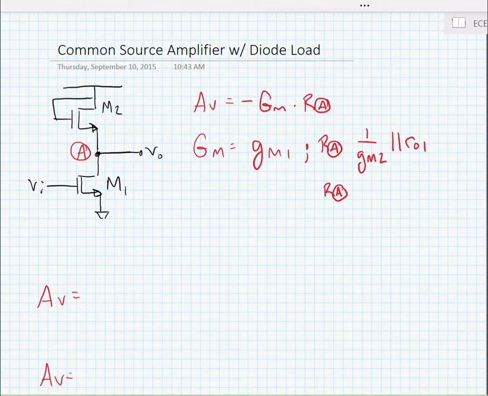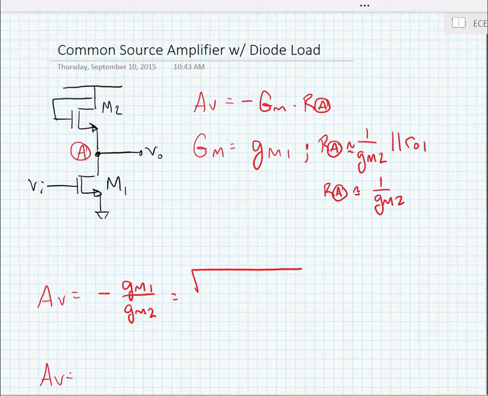Now, we're further going to simplify this as we noted before and note that 1 over GM should be much smaller than RO. And so we're going to approximate this as just equal to 1 over GM2. All right, so let's rewrite our gain. And we can say that AV is equal to minus GM1 over GM2.